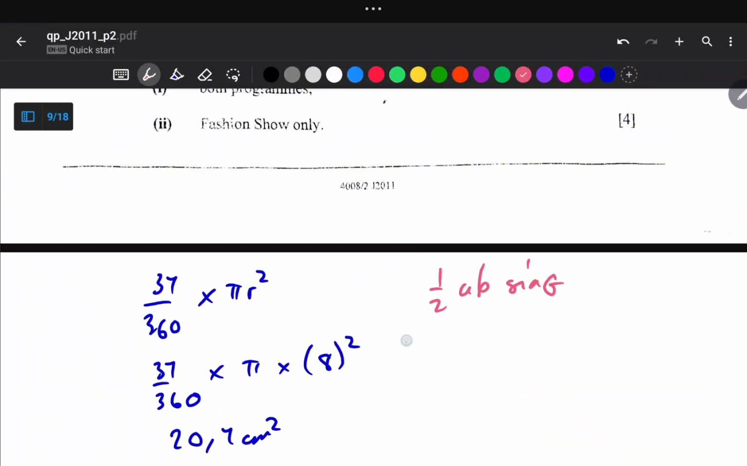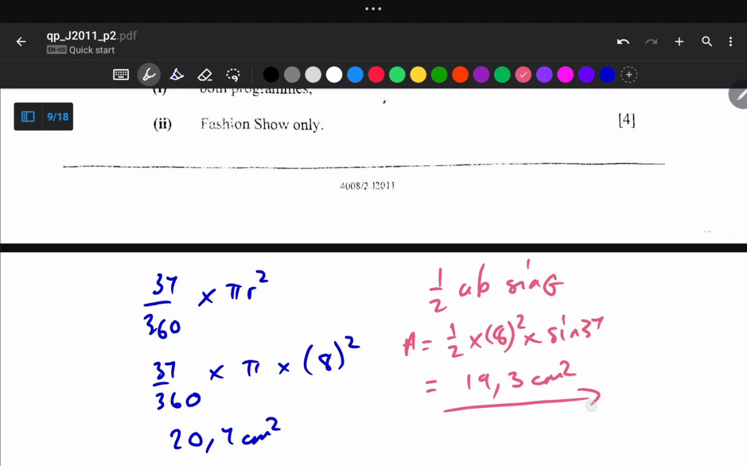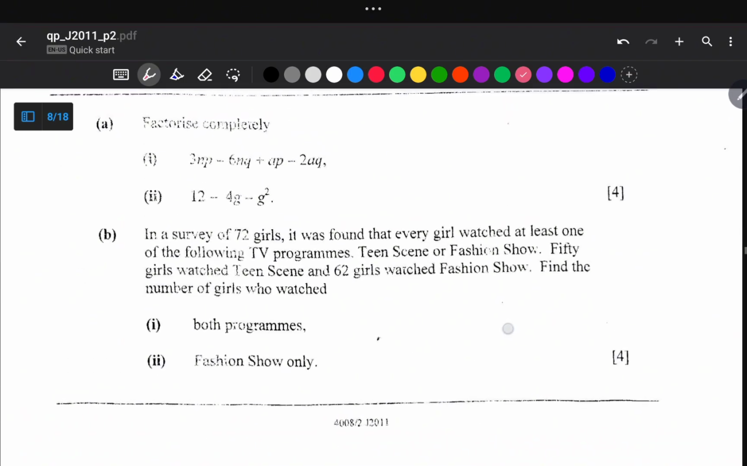So the area of the triangle PQO is equal to half times 8 squared multiplied by sine of 37. So it is 0.5 by 64 by sine of 37, which is equal to 19.3 square centimeters. So this is our area for the triangle PQO.